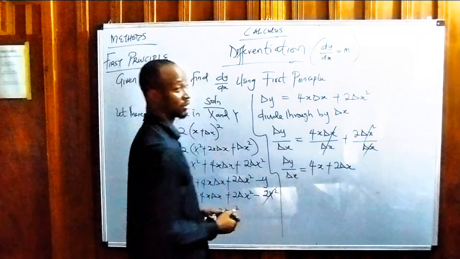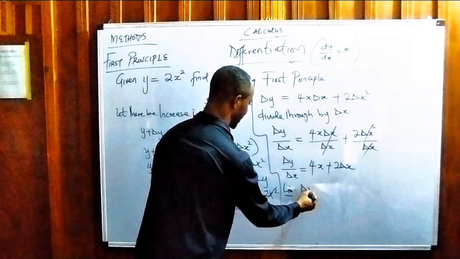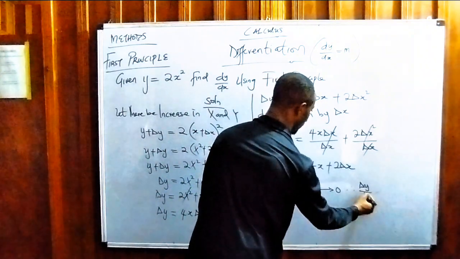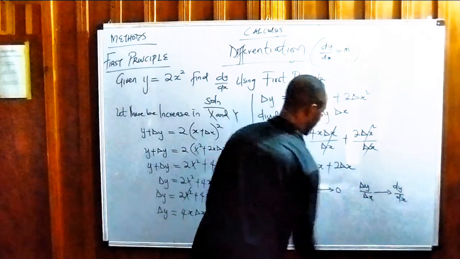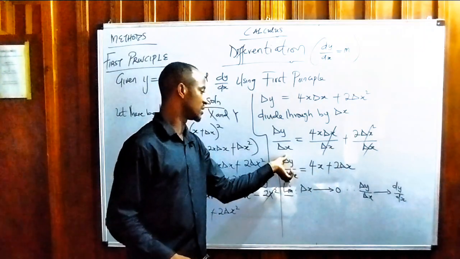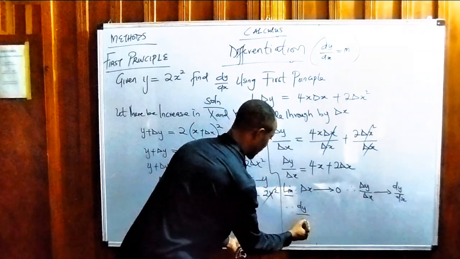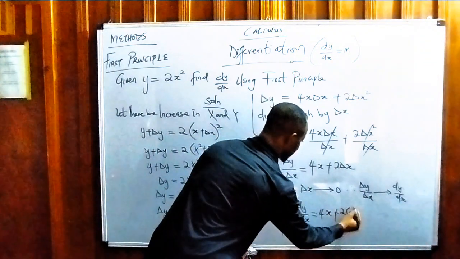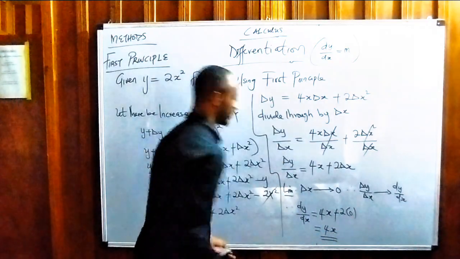Then this is when the second condition will now come in. We take our limit of function. Limit when delta x is approaching 0, we say that delta y over delta x will approach dy/dx. So what does that imply? It means that when delta x becomes 0 here, this becomes dy/dx, which equals 4x plus 2 times 0. Right? So the answer becomes 4x. Therefore, dy/dx is 4x.